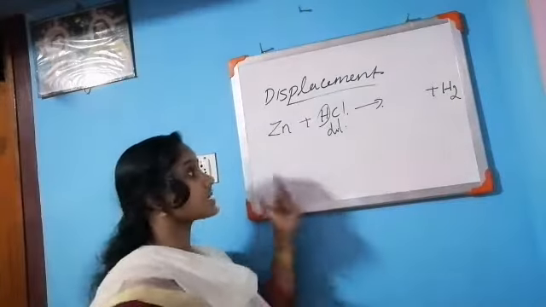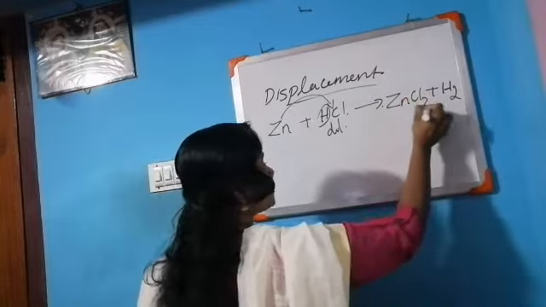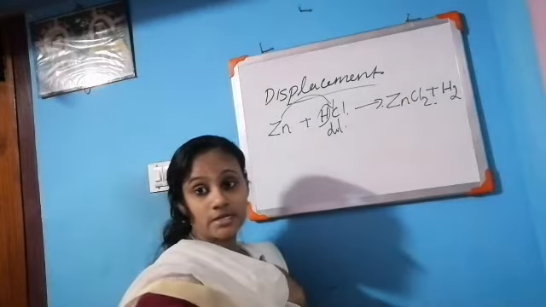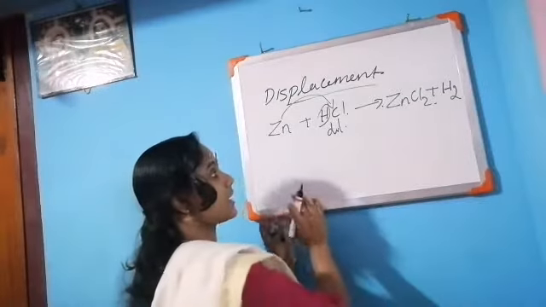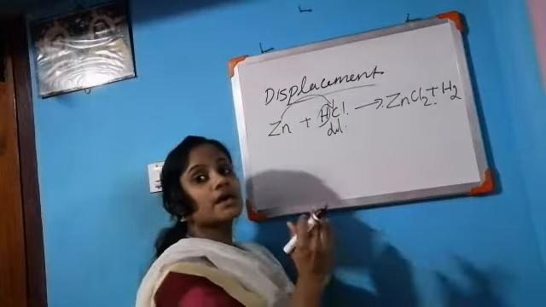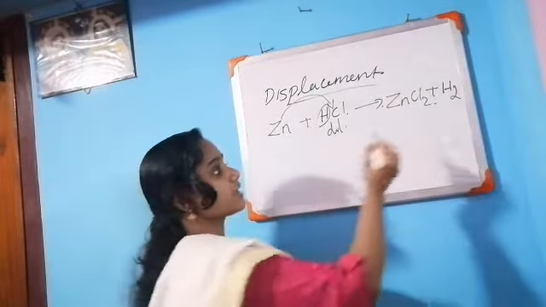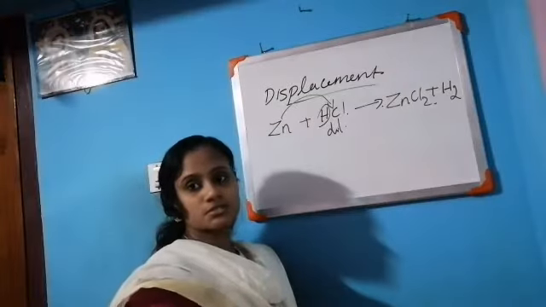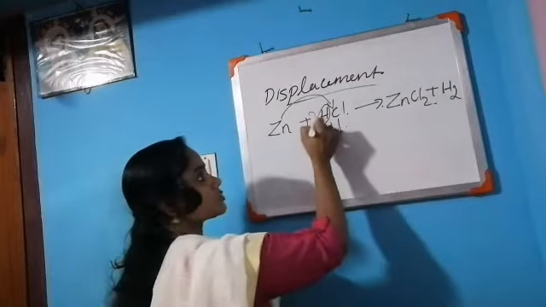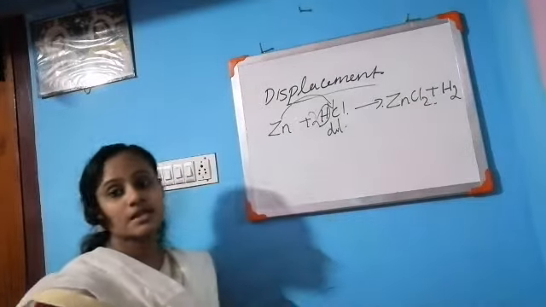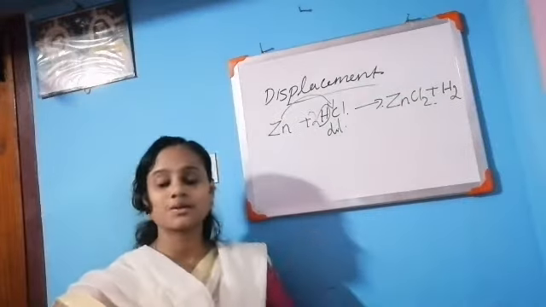Hydrogen gas is released and zinc joins here to form zinc chloride. The valency of zinc is 2, so we should write 2 as the subscript of chlorine. Zinc reacts with HCl to form zinc chloride and hydrogen. Here zinc displaces hydrogen from that compound. The chlorine number on the product side is 2 and on the left side is 1, so we should multiply HCl by 2 on the left side. This is the balanced equation.